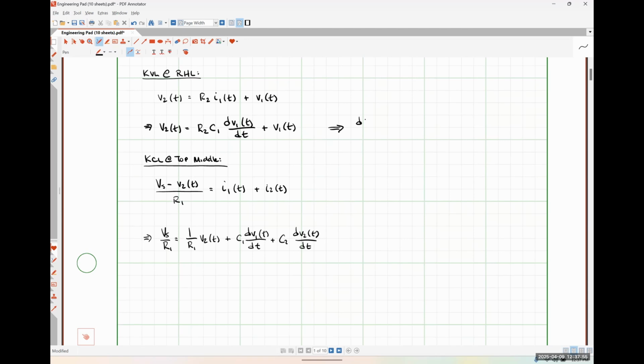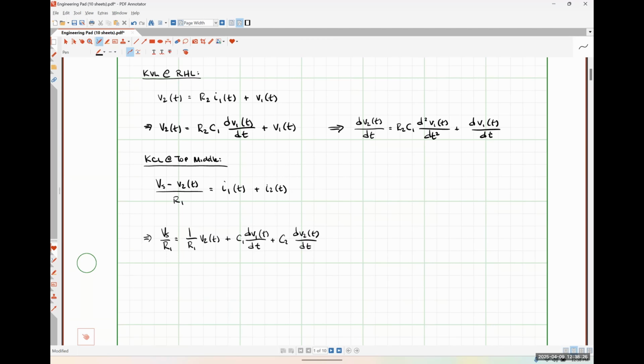So we could say that the derivative of V2 with respect to time is just going to be the derivative of the right-hand side. So that's going to be R2 times C1 times the second derivative of V1 with respect to time plus the first derivative of V1 with respect to time.